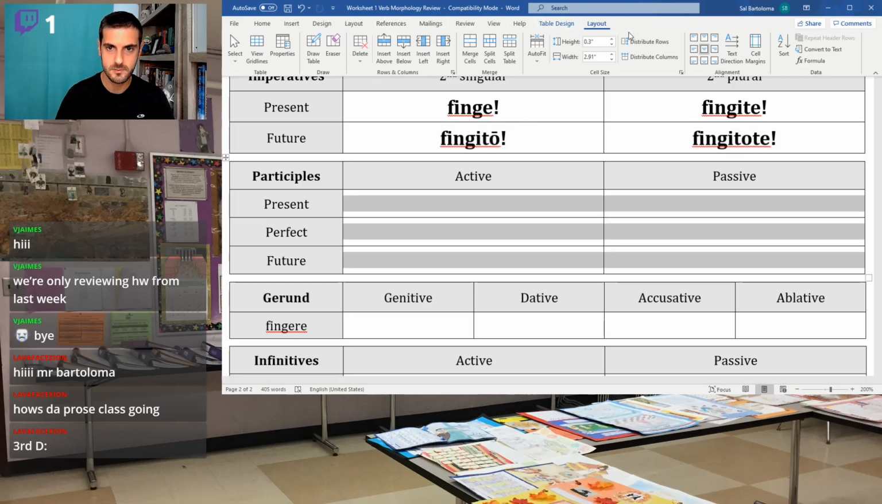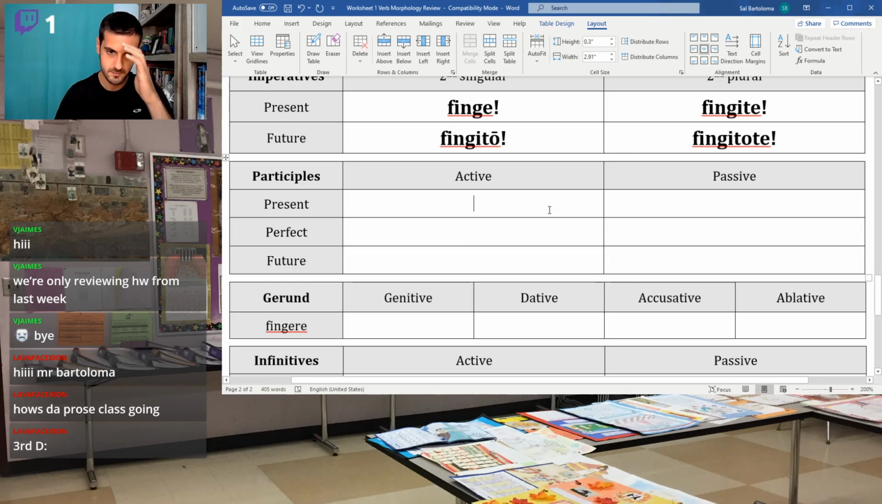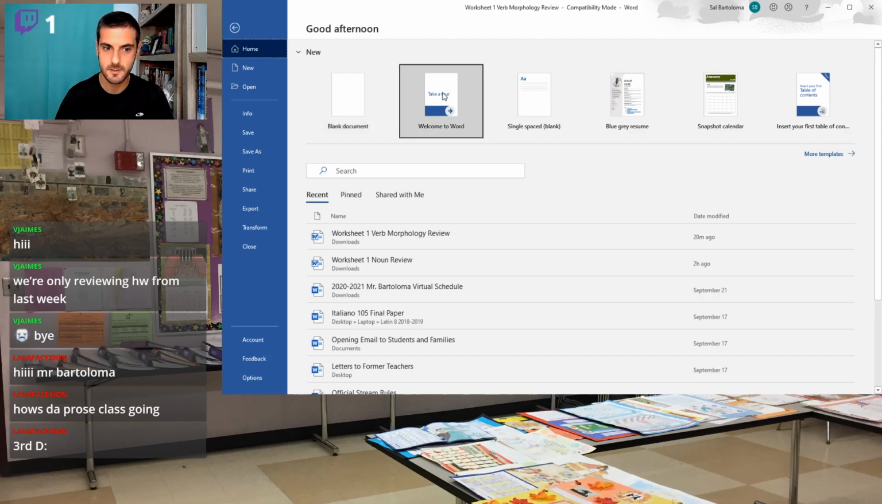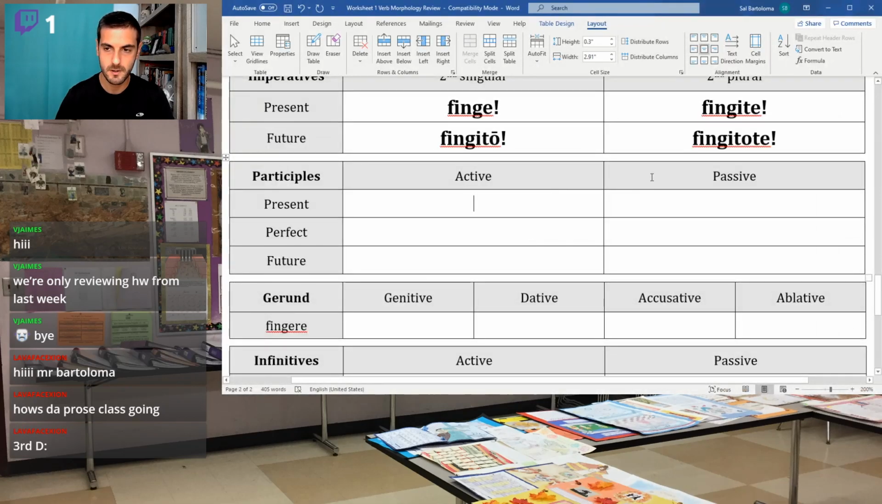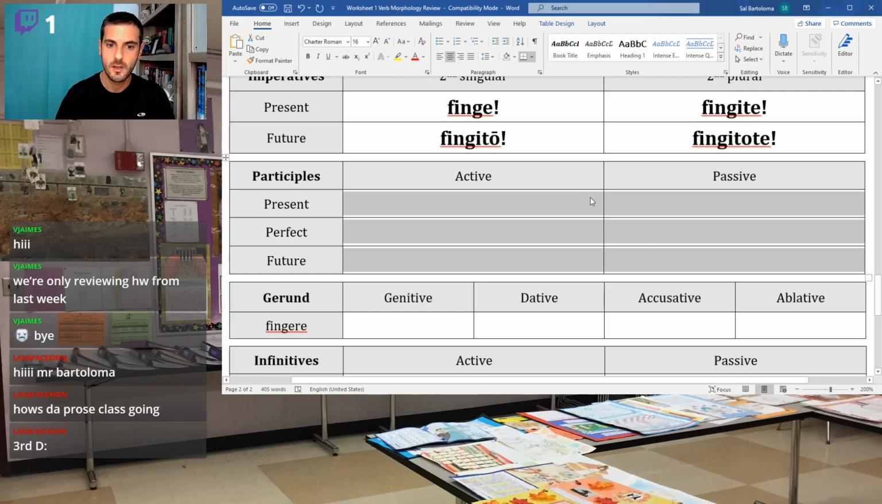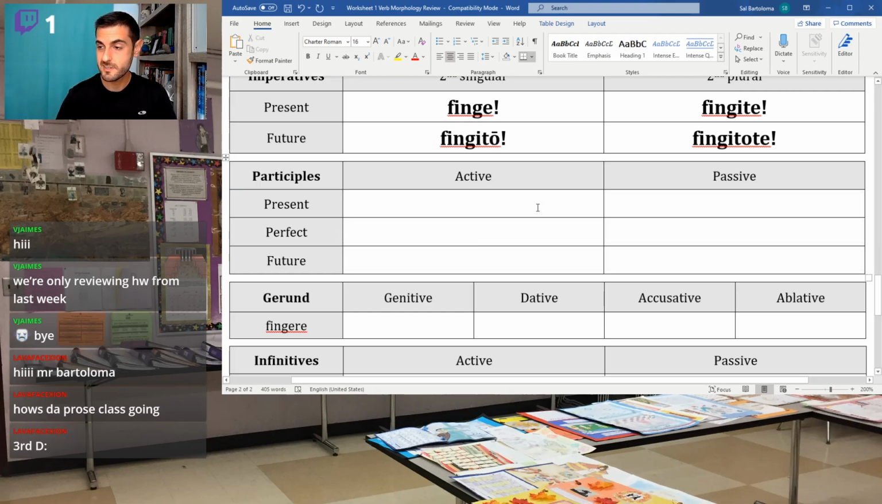For the participles, my favorites. Love me a good participle. There are 4 participles in 6 boxes. So knowing the 4 participles is great. Also knowing which 2 don't exist. And it's always the same. This one doesn't exist. There's no present passive. And there's no perfect active. Those 2 participles, the language just does not have them.